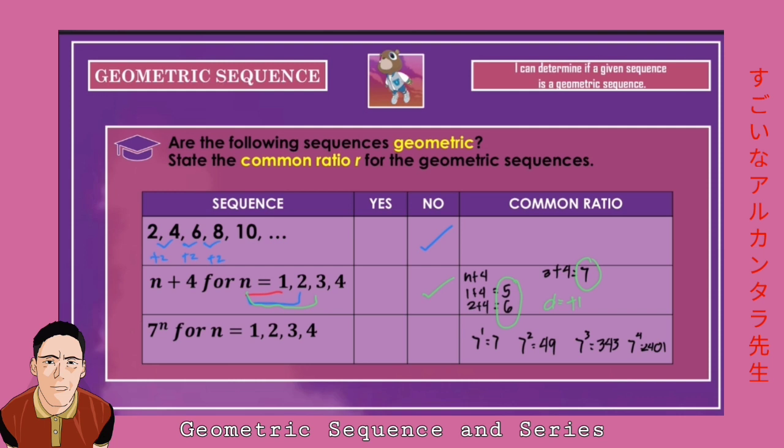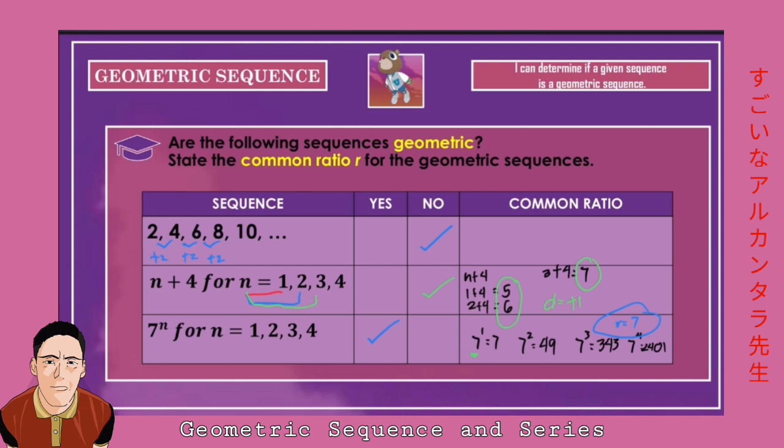So the pattern here is actually the base because it's exponential. So 7 raised to 1, 7 raised to 2, 7 raised to 3, 7 raised to 4. This is actually the pattern, which is 7. The common ratio here is actually 7. Sorry if the colors are changing all the time. Please forgive me with that. The common ratio here is 7. So it's a geometric sequence.